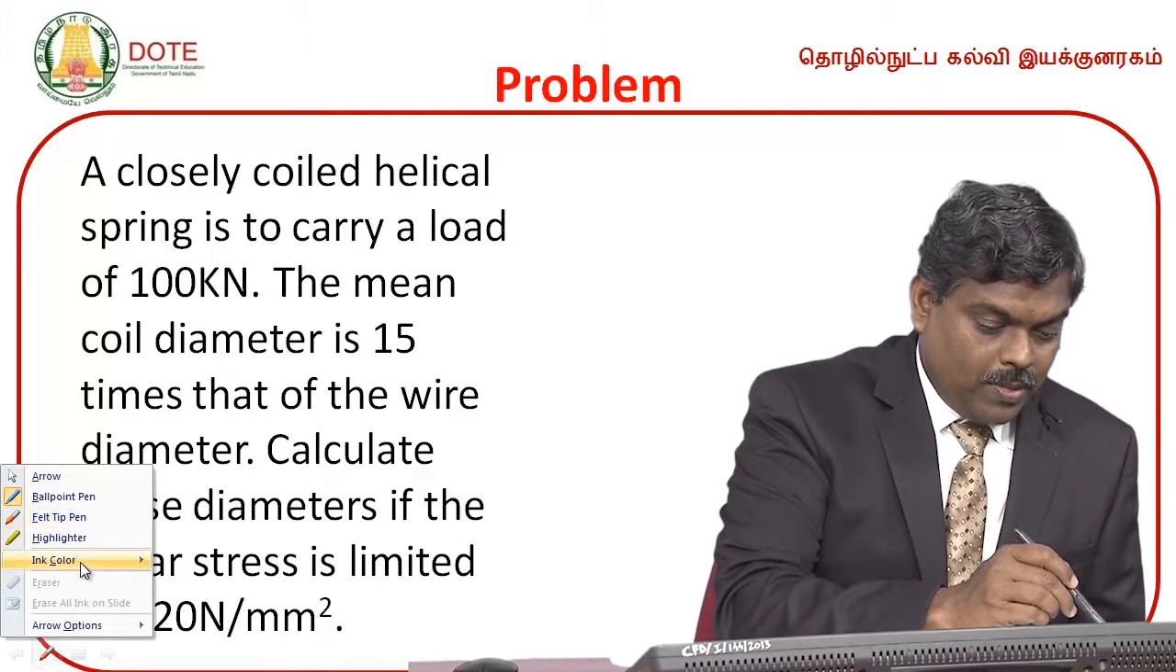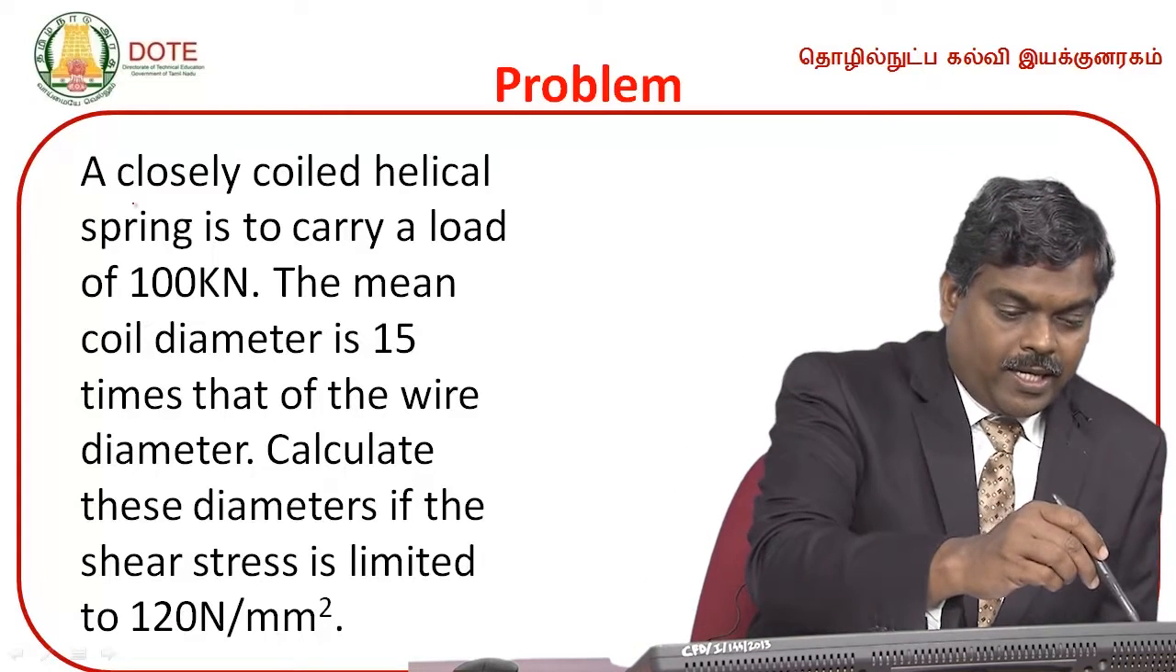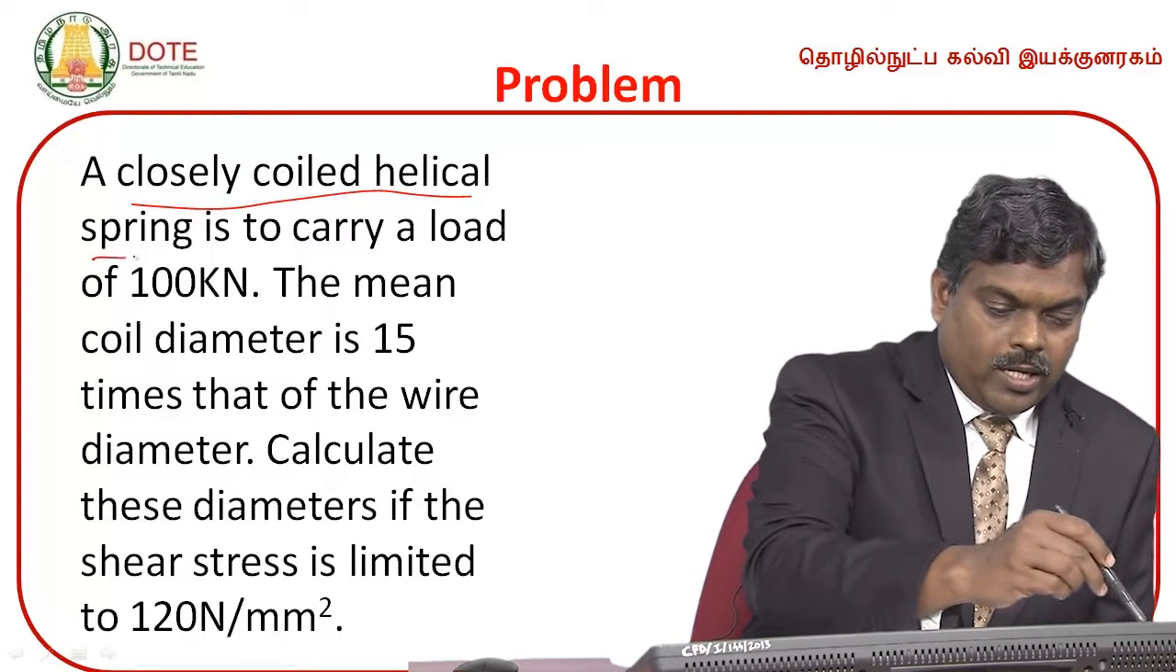What is given in the problem? First, what is given is that it is a closely coiled helical spring.